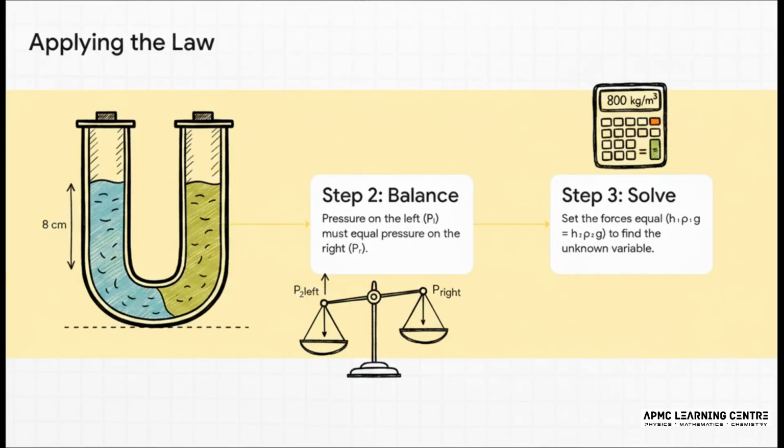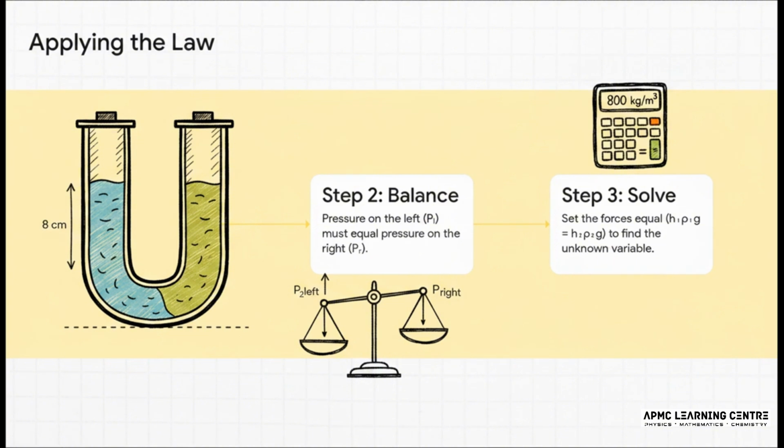Okay, let's put this master key to the test. Let's say we have a U-tube with some water and some other unknown liquid, liquid X. We measure it, and the water column is 8 centimeters high, while the column of liquid X is 10 centimeters high. So, step 1, we draw our line at the interface, the lowest point where they meet. Step 2, balance the pressures. The pressure from that 8 centimeters of water on the left has to equal the pressure from the 10 centimeters of liquid X on the right.